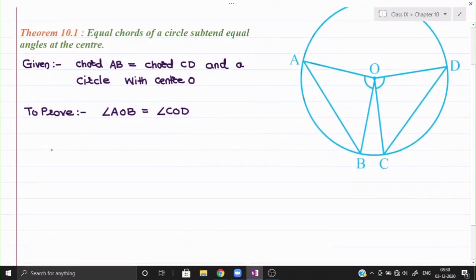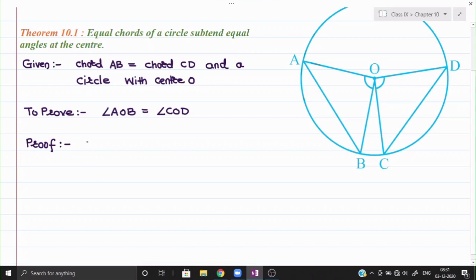Let us start the proof now. First of all, in the figure we have two triangles: triangle AOB and triangle COD. Now in these two triangles, the chord AB and chord CD are given equal, so one side we got equal. Similarly, OA and OC, OB and OD are also equal, if you are taking triangle AOB and triangle COD. So actually in both the triangles all the sides are equal.